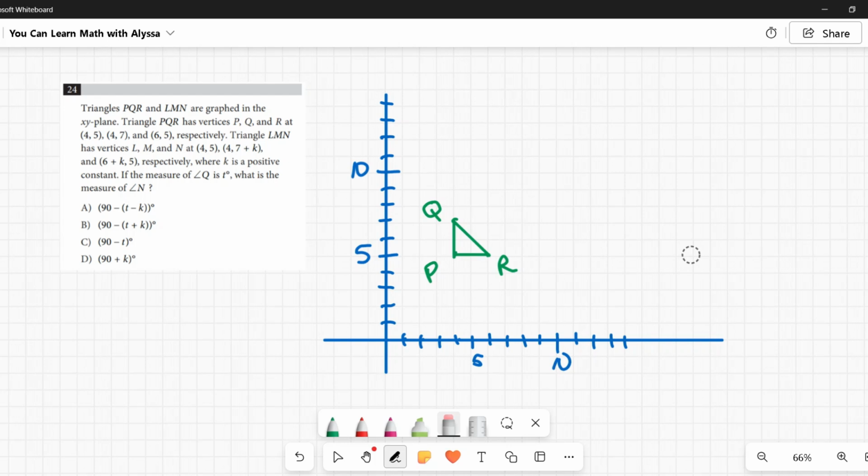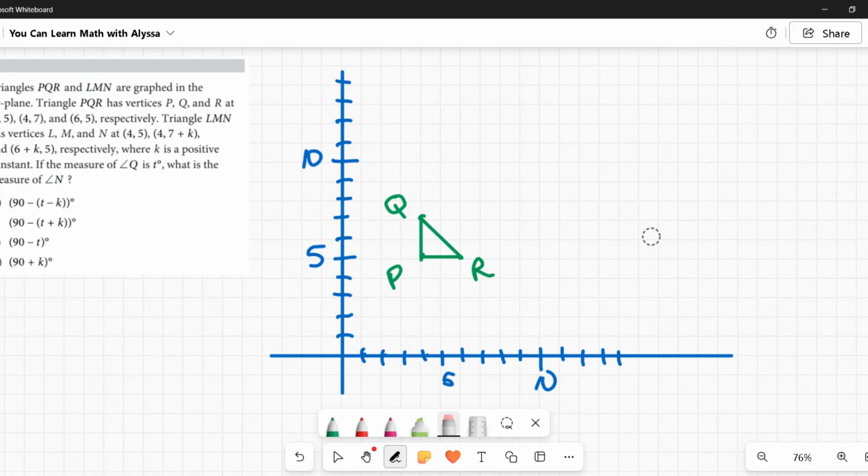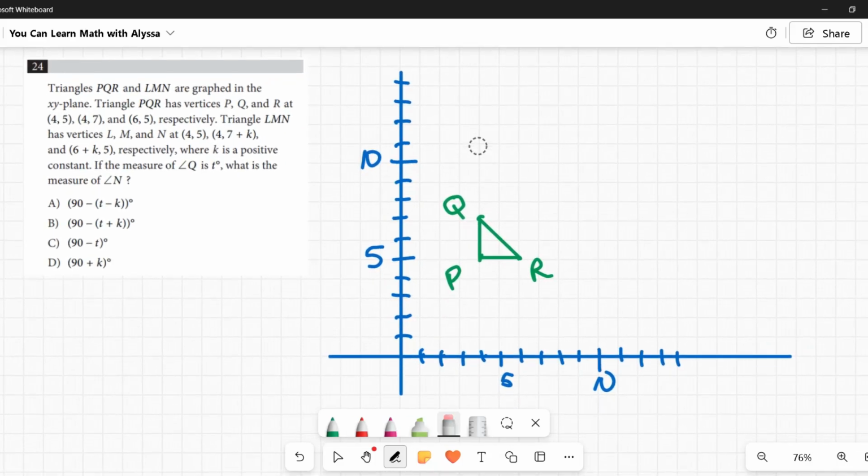Right, so we have a couple of unknowns here, and they want us to find the measure of angle N in this other triangle, LMN, of which we do not know the exact dimensions. We know point L is here at (4, 5) as well, so it's touching at the very least this other triangle, PQR. And we're told angle Q here is T degrees. And there's this K.